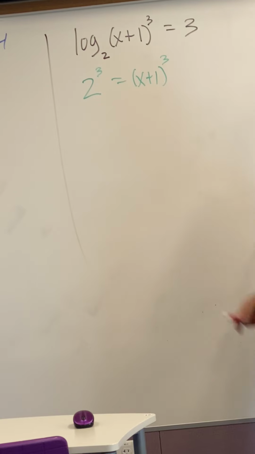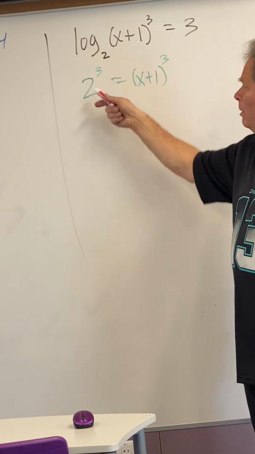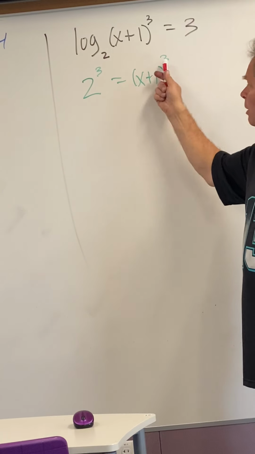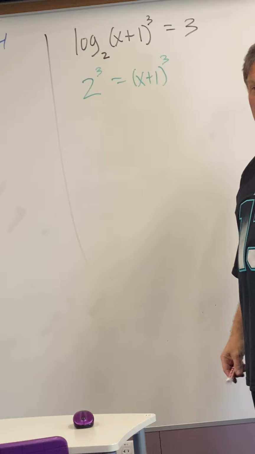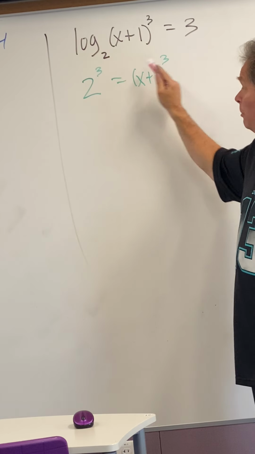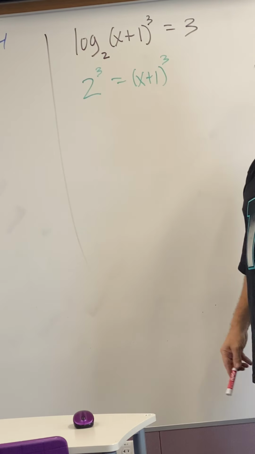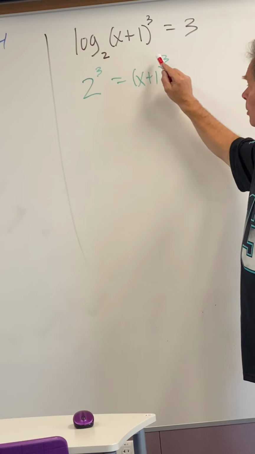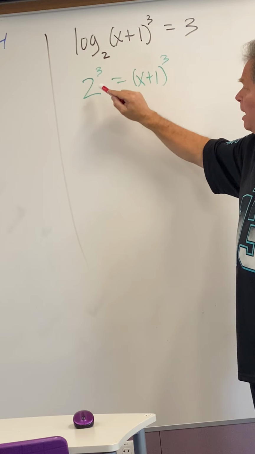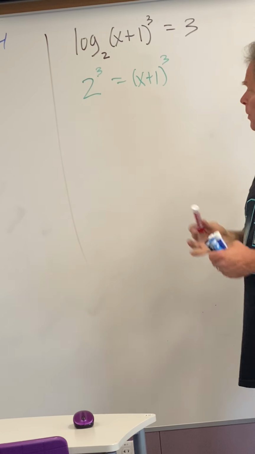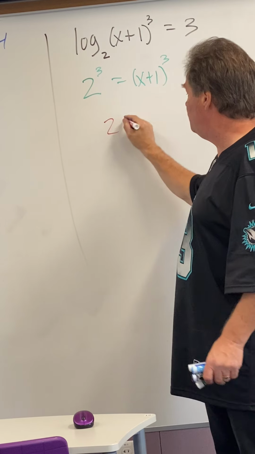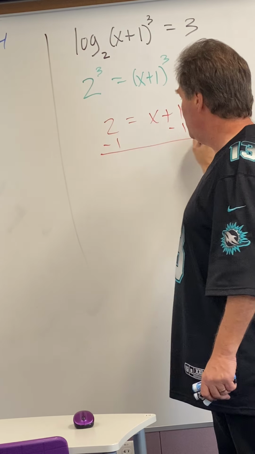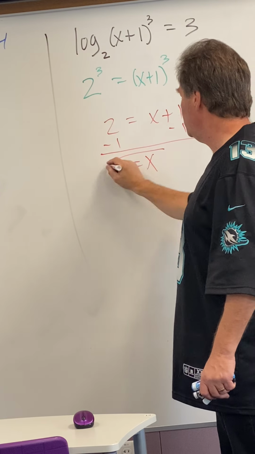Well, wait a minute. The overall quantities are equal, and the powers are equal. That must mean the bases are equal too, especially since this is an odd root. If it was an even root, you'd have to use plus or minus, but this is an odd root, so there's only one way to get it. So if 2 to the third is the same as x plus 1 to the third, 2 must be the same as x plus 1. So x plus 1 equals 2, minus 1 from both sides. You get 1 equals x.